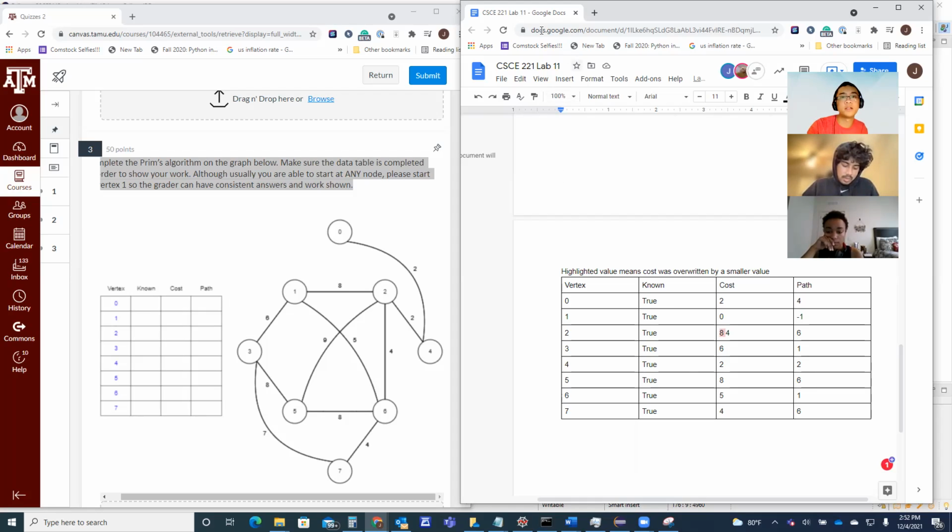Do you want to stop sharing my screen? Oh no, I need it so I can look at the table. Okay. So we start at 1, right? So we're saying 1 is connected to 3 by 6, and then 1 is also connected to 6 by 5.